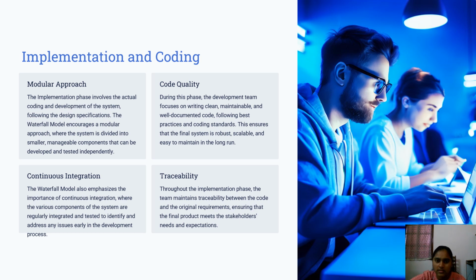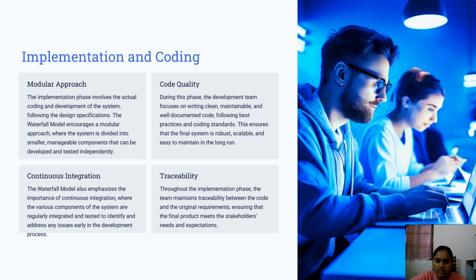Code quality. During this phase, the development team focuses on writing clean, maintainable, and well documented code, following best practices and coding standards. This ensures that the final system is robust, scalable, and easy to maintain in the long run.